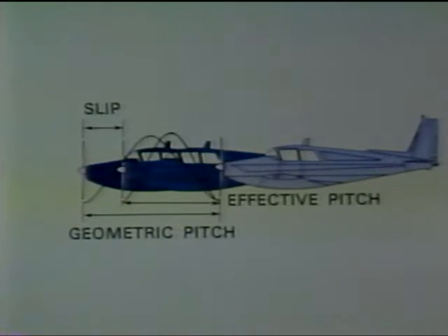Effective pitch is the distance that an aircraft actually moves forward in one revolution of the propeller. Effective pitch may vary from 0 when the aircraft is on the ground to about 85% of geometric pitch during the most efficient flight conditions. The difference between geometric pitch and effective pitch is called slip.